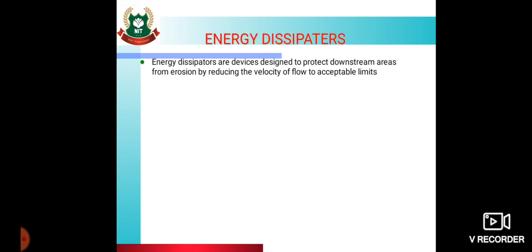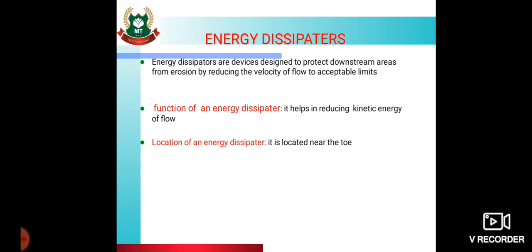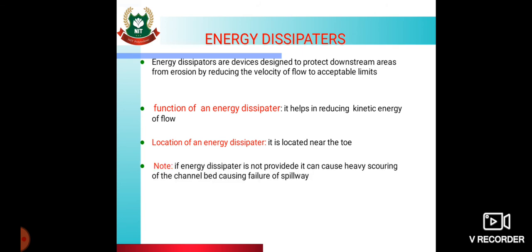Then energy dissipators. What are energy dissipators? They are devices designed to protect downstream areas from erosion by reducing the velocity of flow to acceptable limits. The function of an energy dissipator is to help in reducing the kinetic energy of flow. It is located near the toe. If an energy dissipator is not provided, it can cause heavy scouring of the channel bed, causing failure of the spillway. So energy dissipators are a must and should be provided on the downstream side to protect the dam or spillway from erosion.